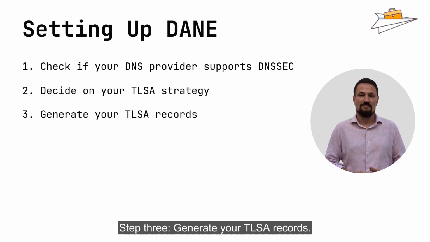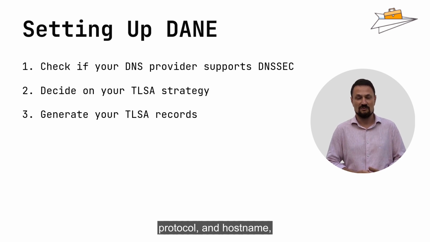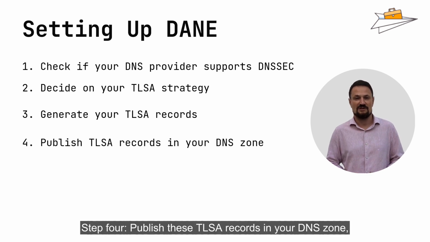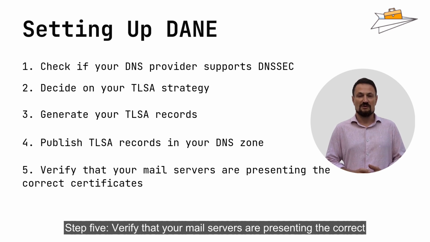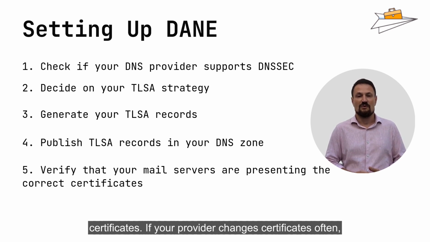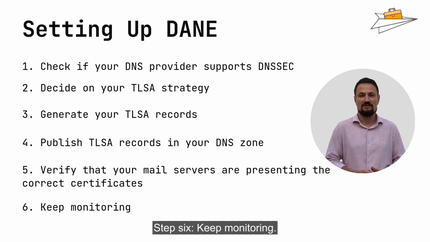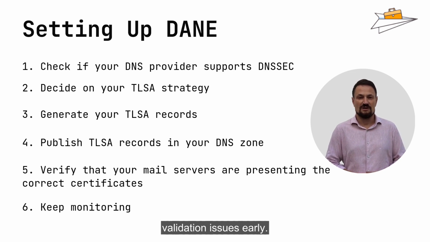Step 3. Generate your TLSA records. Tools like TLSA Record Generator can help. No need to do this manually. You'll specify the port, protocol, and host name, then define what to match and provide its hash. Step 4. Publish these TLSA records in your DNS zone, sign them with DNSSEC, and confirm they resolve correctly. Step 5. Verify that your mail servers are presenting the correct certificates. If your provider changes certificates often, consider setting up automation to update TLSA records automatically. Step 6. Keep monitoring. Use TLS-RPT reports and mail logs to detect any connection or validation issues early.